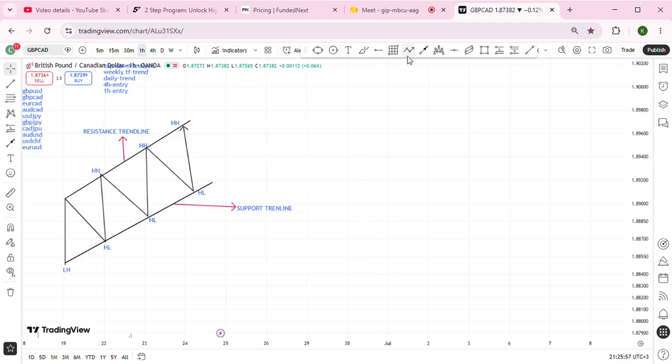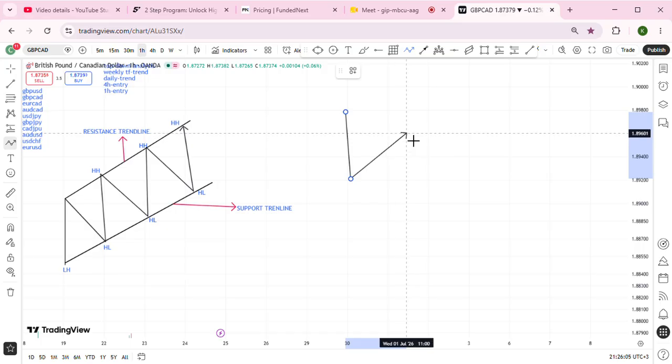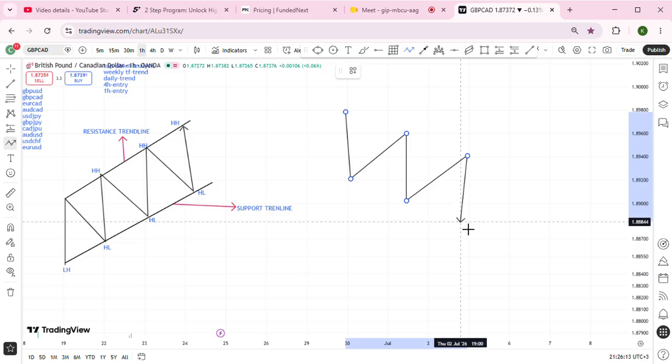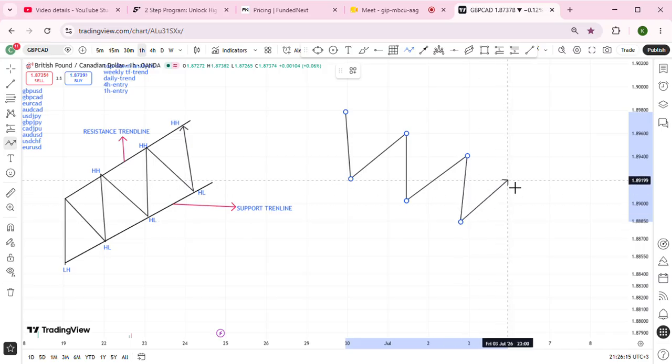Now, that was an uptrend. Let's look at a downtrend. Now, if it's a downtrend, the market will be coming down, going up, come down, go up, come down, go up, and then come down.